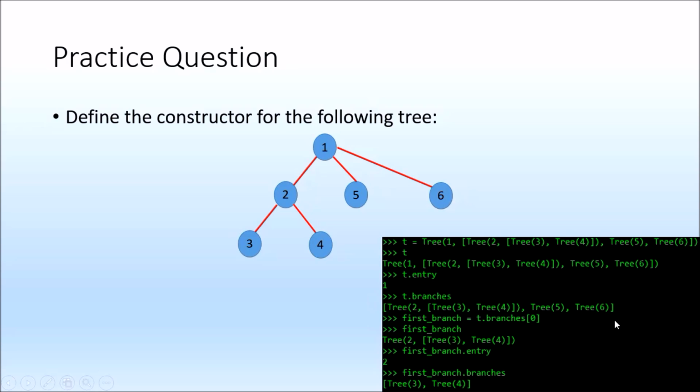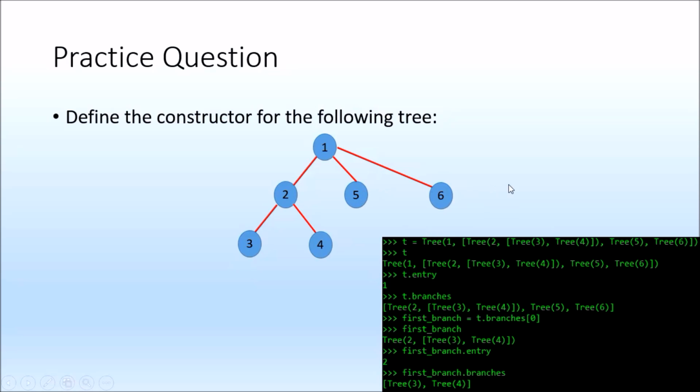Okay, and then we can actually get the first branch because the first branch is just the first element of the list. So we get the 0th index, and the first branch corresponds to this. So that's exactly what we want. And the entry of the first branch is 2. And the branches of that, well, there are 2 branches, tree of 3 and tree of 4. So that's basically how we know that this tree is the right structure.